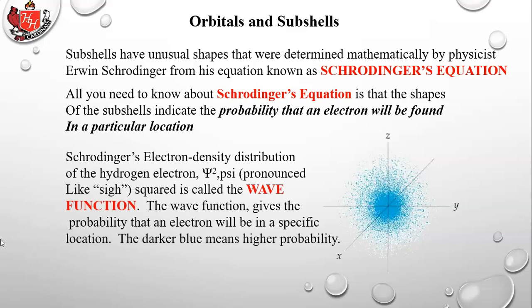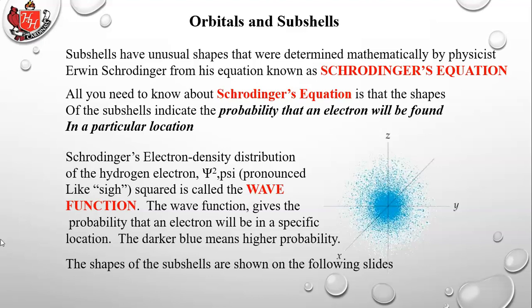So Schrödinger's electron density distribution of a hydrogen electron, and that's pronounced psi squared, is called the wave function. The wave function gives the probability that an electron will be in a specific location. The darker blue means higher probability. The shapes of the subshells are shown in the following slides.